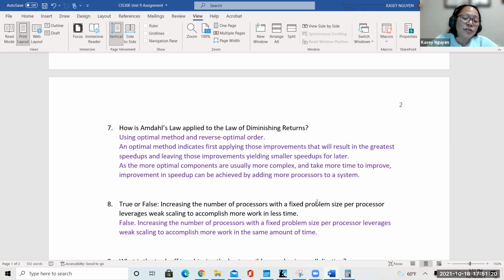Okay, for question 8, true or false? Increasing the number of processors with a fixed problem size per processor leverages weak scaling to accomplish more work in less time. That's false, because when you increase the number of processors, right, for that same problem, that's a fixed problem, it doesn't change. Fixed problem size per processor leverages weak scaling to accomplish more work in the same amount of time. So when you put in more workers, you're able to accomplish more work in that same amount of time. Like what we talked about earlier, it would take me by myself 10 hours to organize the closet. But if there are 10 other people, we can accomplish more in that time.